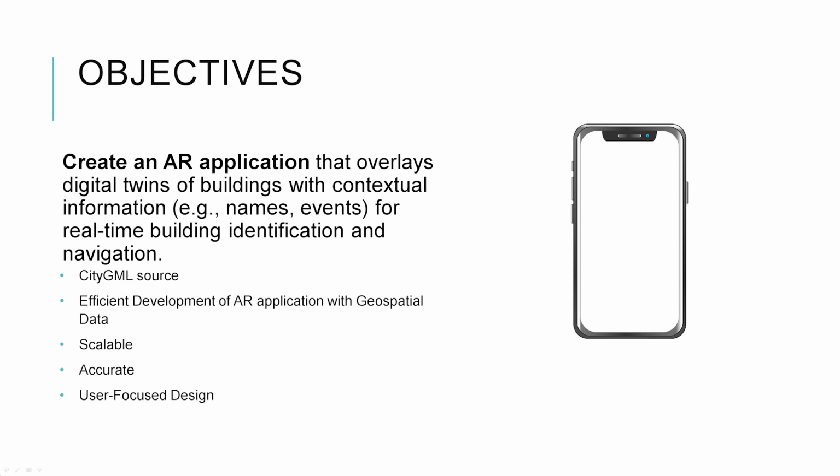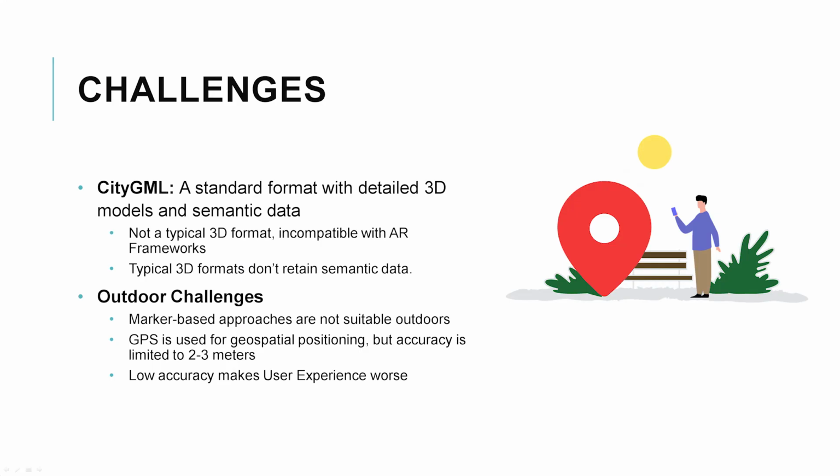So the objective was to have an augmented reality application that will overlay the building with its 3D model, and we further provide contextual information such as the building names or events for extra assistance. We are trying to use the CityGML data source because of its widespread use. The idea behind it is that if we can parse CityGML, the application can be easily adapted to any city or campus. There are some main challenges to consider.